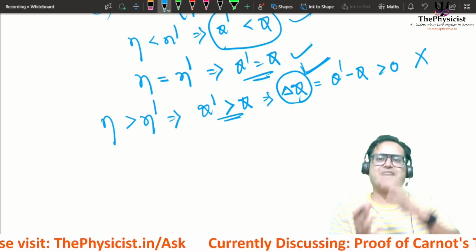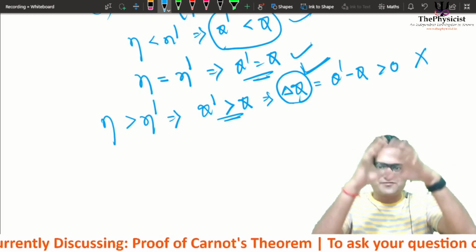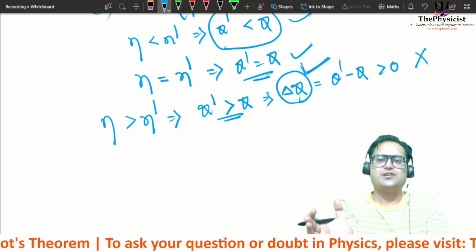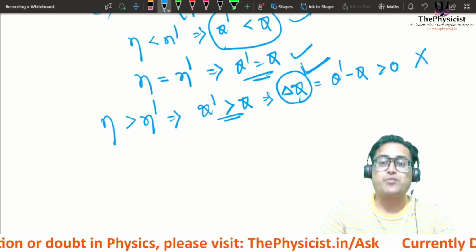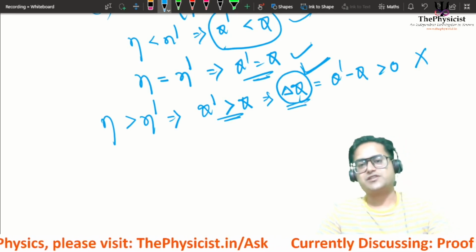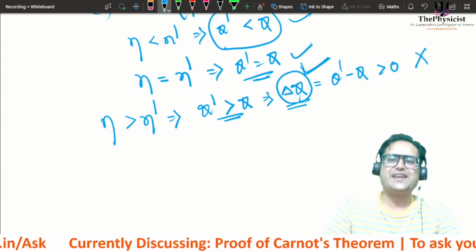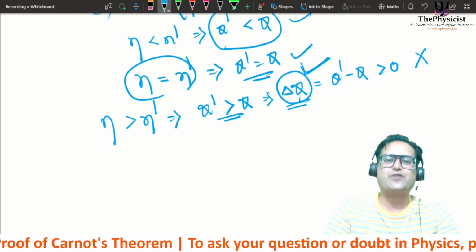If you take the sink and the source both combined as an isolated system, including the two engines working in tandem, then you are creating energy out of the isolated system. It's simply impossible. So it's not just a violation of the first law, also of the second law. So this is impossible. That's why if both of them are reversible, then eta has to be equal to eta dash.